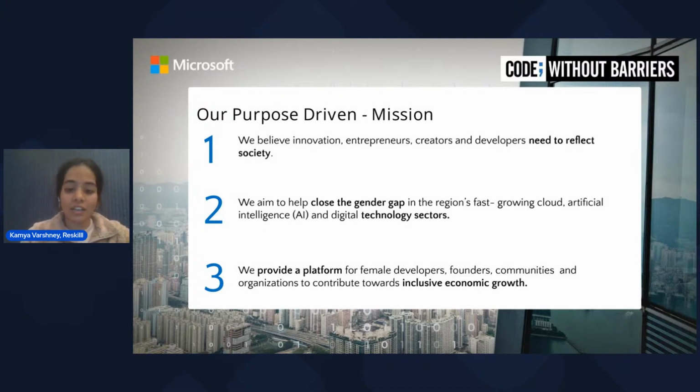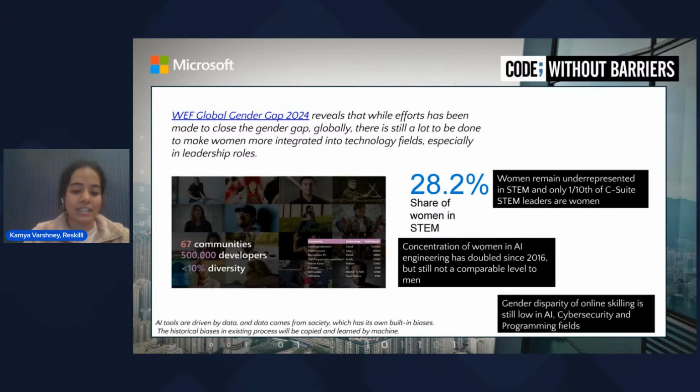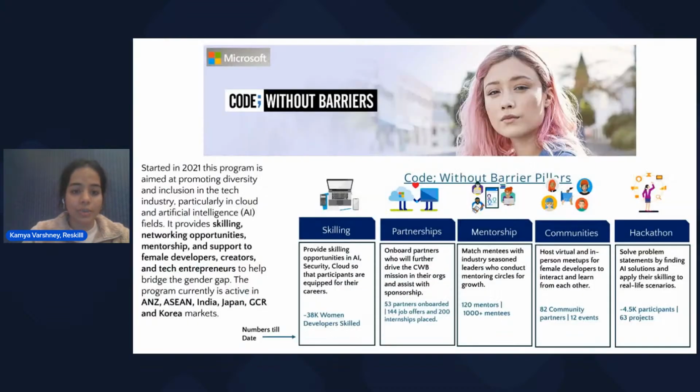Despite progress, women remain underrepresented in fields like AI and cloud security. Programs like CWB aim to accelerate change. Since its launch in 2021, the program has achieved skilling: over 38,000 women developers trained globally in AI, cloud, and security. Partnerships: onboarding partners to further drive the Code Without Barriers mission in their organizations. Hackathons: over 45,000 participants worked on 63 impactful projects. Mentorships: 120 mentors guiding 1,000 mentees to build confidence and leadership. Community: 82 community partners for 112 events.